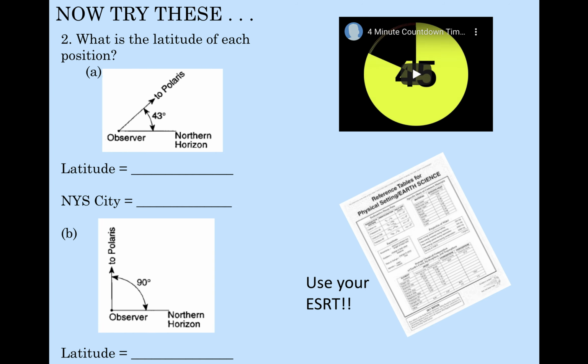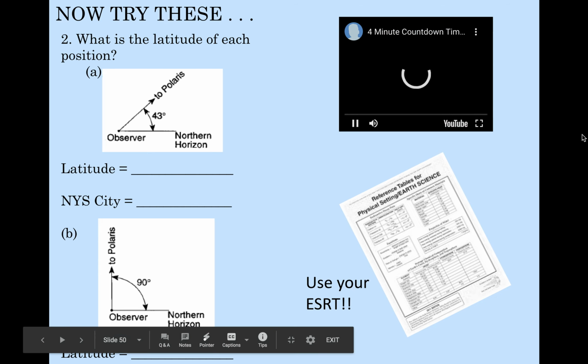All right, now I'm going to give you 4 minutes to answer these other 2 questions. 2A, which actually has 2 questions underneath it, and 2B. Please use your ESRT, especially that page where we were looking at before, earlier in the lesson. All right, your 4-minute countdown begins now.